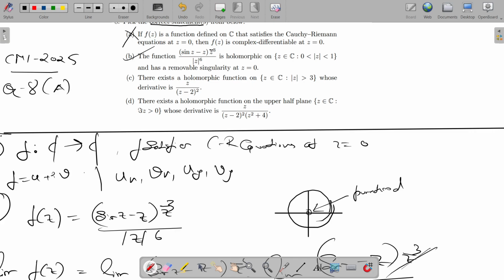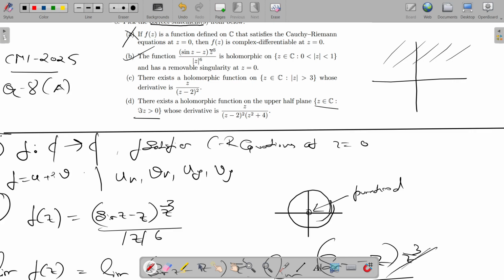They've defined the set: z belongs to C such that the imaginary part of z is greater than 0. So it's essentially the upper half plane. It will not include the x-axis, because the imaginary part is not 0, it's greater than 0.